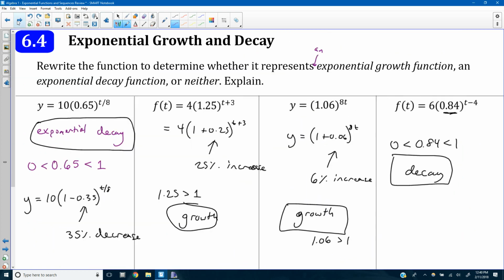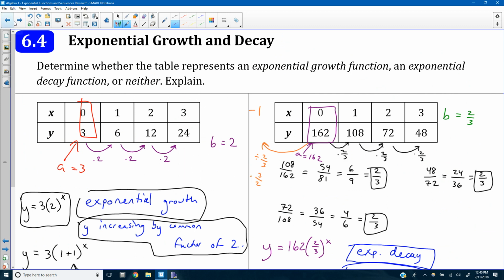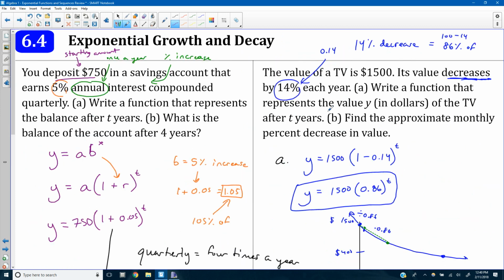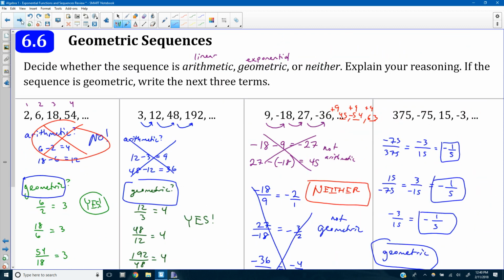y equals a b to the x. Okay, good old wrap up: exponential growth versus decay and linear growth, interest, compounding interest, all these things. Man, there was a lot to talk about here. So, great review.